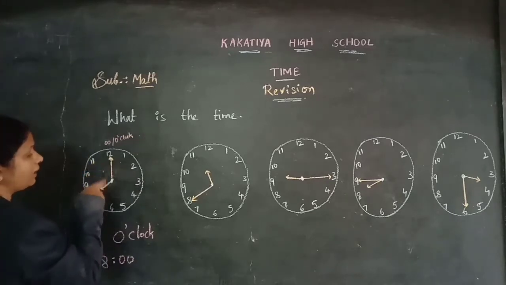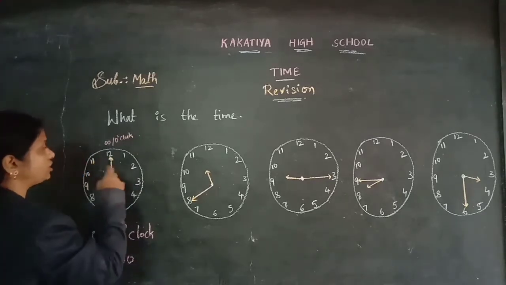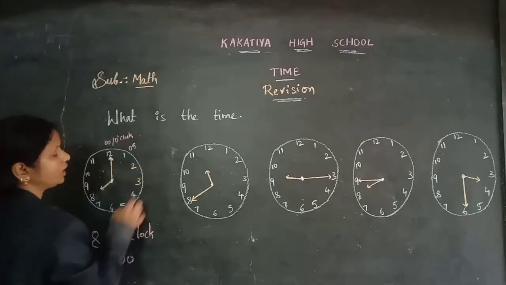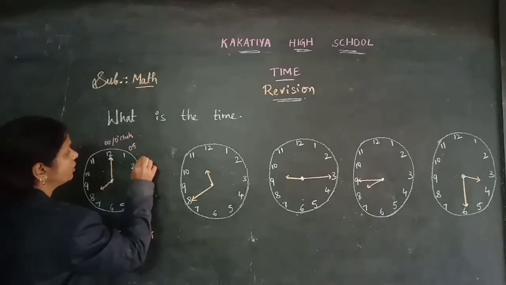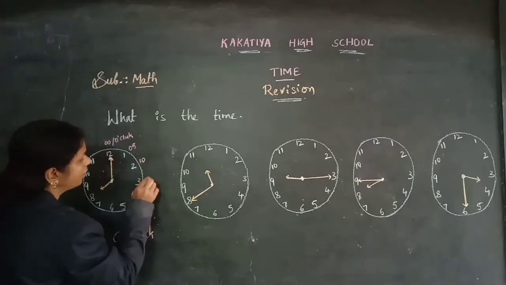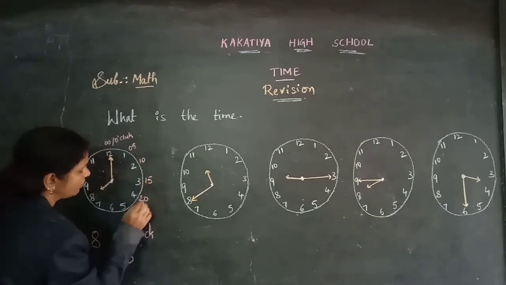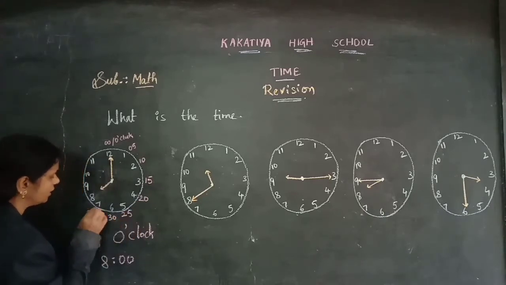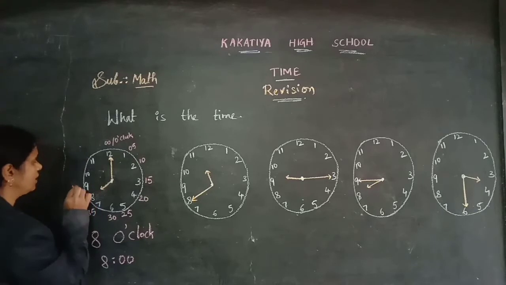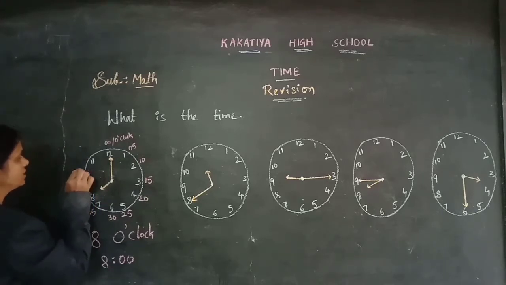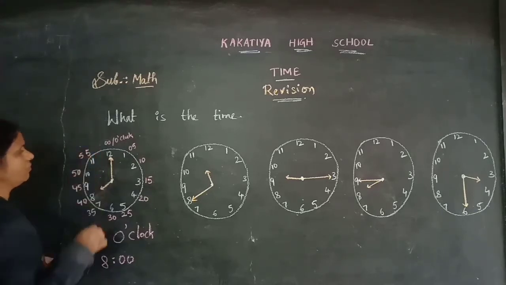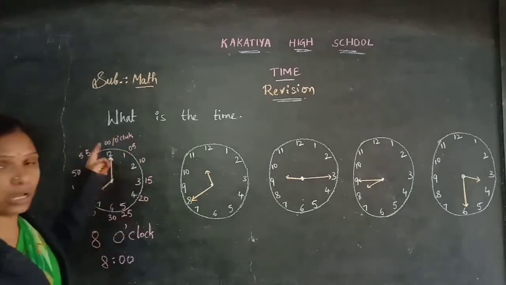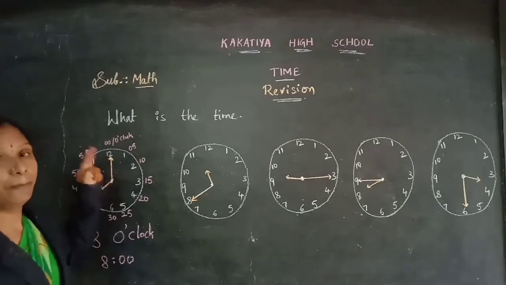When the minute hand, the longer hand, children, shows 1, you need to take 5 minutes. If it is showing 2, you need to take 10 minutes. And here 15 minutes, 20 minutes, 25 minutes, 30 minutes, 35 minutes, 40 minutes, 45 minutes, 50 minutes, 55 minutes. The outer numbers show the minutes.